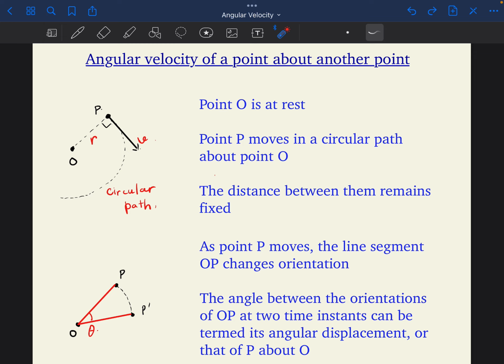Then we can say that there is some kind of angular displacement, some kind of rotation taking place. That line segment is undergoing rotation, it is changing orientation. All these terms mean the same thing. And then this angle can be termed the angular displacement. By this definition, we can also say that theta is the angular displacement of P about the stationary center O. So these are some basic definitions.